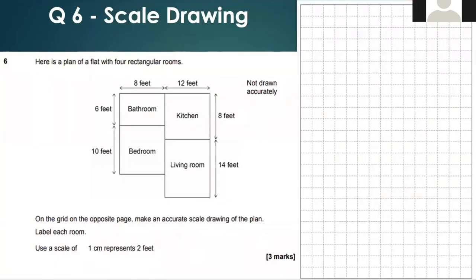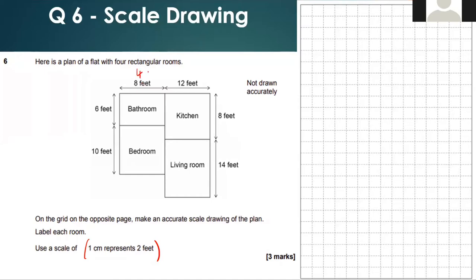Okay, thank you. So question number 6 then is looking at, here's a plan of a flat with 4 rectangular rooms. On the grid, on the opposite page, make an accurate scale drawing of the plan. Label each room. Use a scale of 1 centimeter that represents 2 feet. So first of all, I'm just going to work out with my scale of 1 centimeter, which represents 2 feet, what I can actually do here. So if I've got 8 feet and 2 feet represents 1, how many 2s go into 8? Well, that is 4 times. So we know that 4 centimeters represents 8 feet.